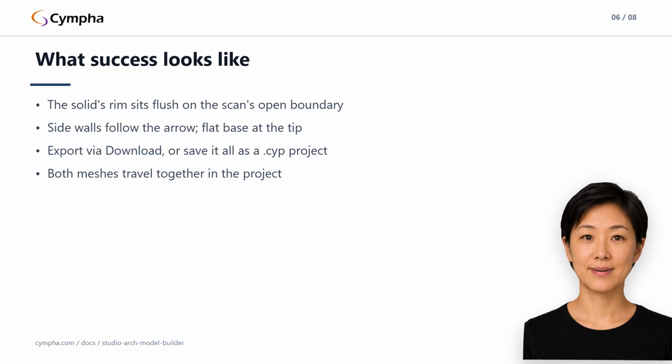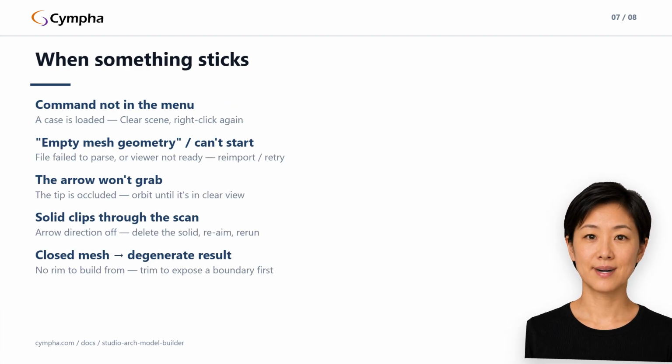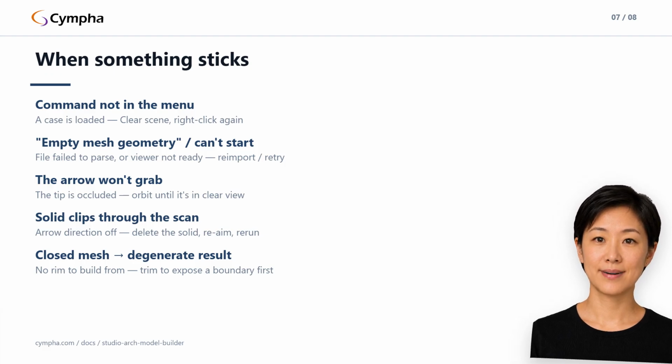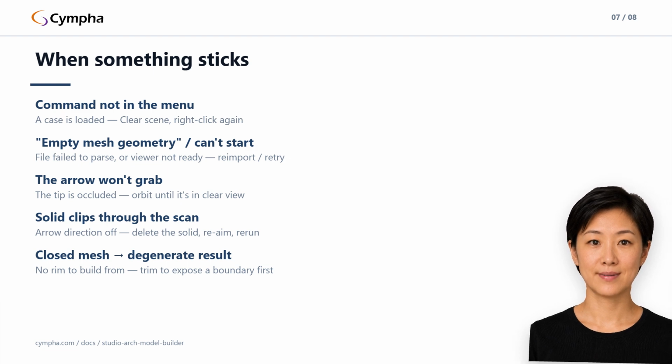The sticking points, quickly. Make Dental Model isn't on the menu: a guide Mia case is loaded, clear the scene. Studio reports empty mesh geometry: the mesh you right-clicked has no points, which usually means the file failed to parse, re-import it. Could not start Dental Model mode: the viewer wasn't ready when you clicked, wait a beat after loading and right-click again. The arrow tip won't grab: it's occluded by mesh geometry, orbit the camera until the blue tip is in clear view, and the drag works.